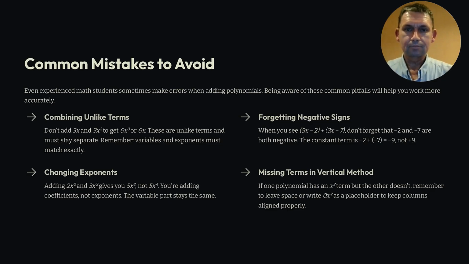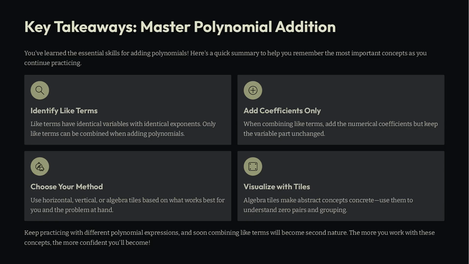Even experienced math students sometimes make mistakes when adding polynomials. Be careful not to combine unlike terms. Watch for negative signs, especially when adding constants. Remember that adding terms does not change the exponent, it only changes the coefficient. When using the vertical method, remember to leave space for missing terms so everything stays aligned. Avoiding these common errors will help you work more accurately.